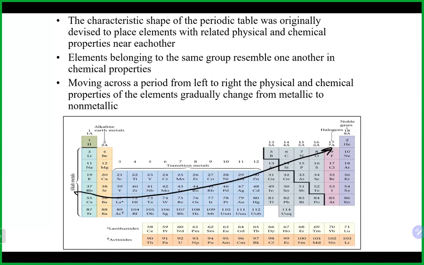Yes, in the back. They're technically sometimes referred to as inner transition metals. Yeah, most people would most likely classify them as lanthanides and actinides. That is really probably the most common classification they would give it. Yes.